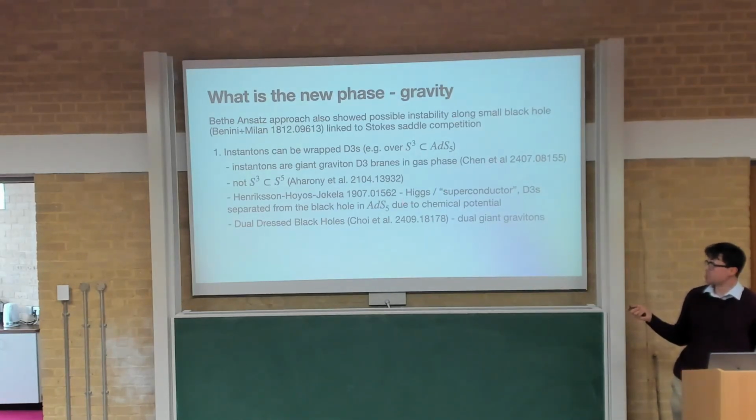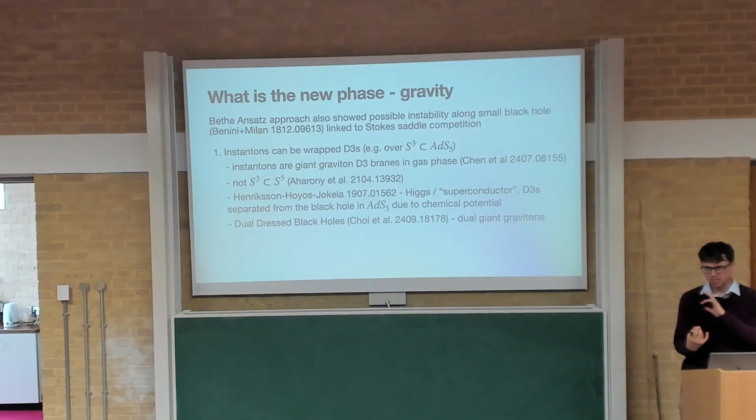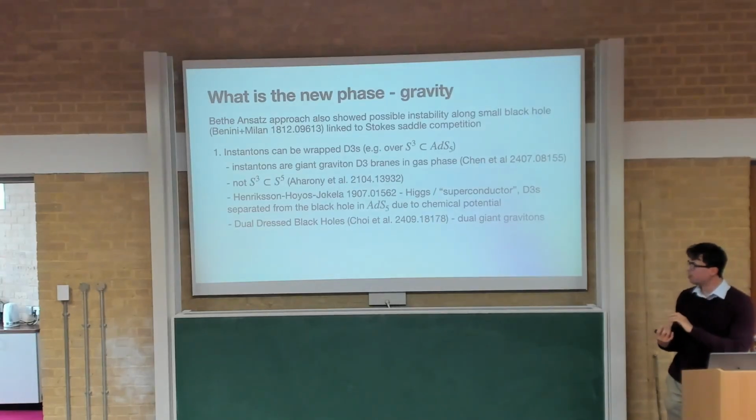But this was explicitly checked as a result of this beta ansatz result for giant gravitons, or branes wrapped like giant gravitons along the S3 over the S5, and they found that there was no instability against these kinds of D branes. It's possible though, and the authors acknowledged this, that you could have a different kind of D3 brane wrapping, possibly a dual giant graviton.